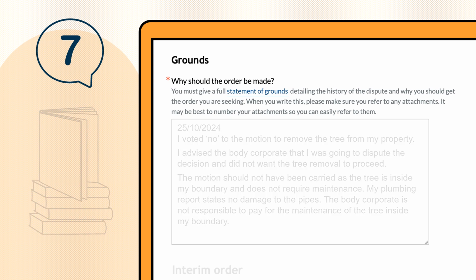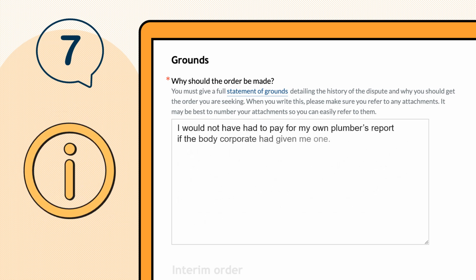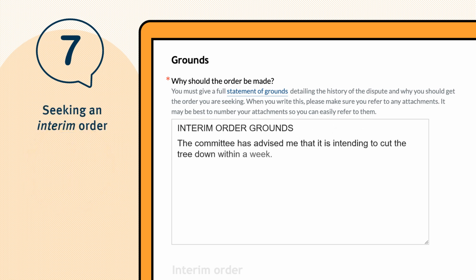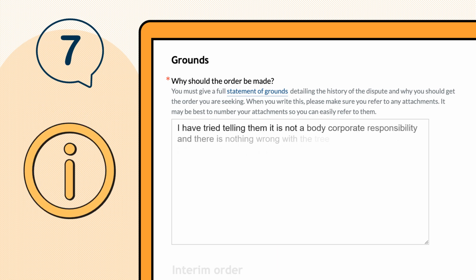You must provide all information and evidence available to support your application. If you're seeking an interim order, discussed in the next step, include a separate statement here explaining the urgency or circumstances warranting this. If you're seeking more than one order, provide a separate statement of grounds for each order sought.